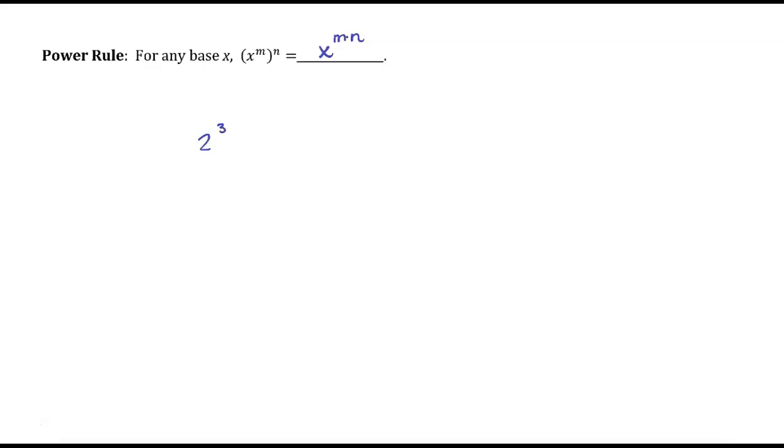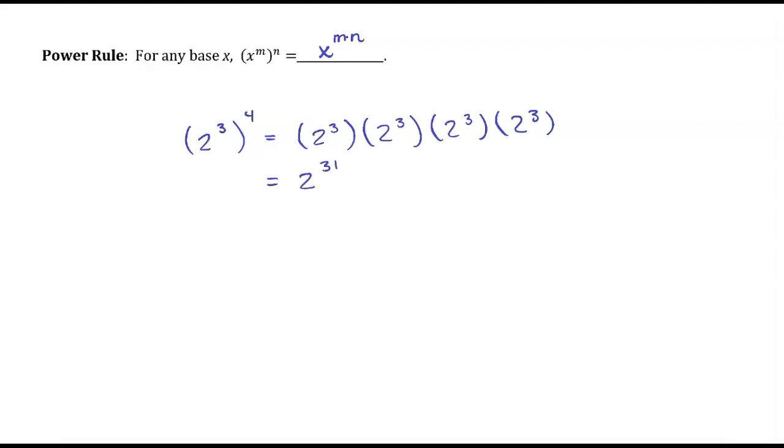Suppose we have 2 to the third raised to the fourth. That means I need 4 factors of 2 to the third. That's 2 to the third times 2 to the third times 2 to the third times 2 to the third. We know from the product rule that we can write this as 2 to the 3 plus 3 plus 3 plus 3.